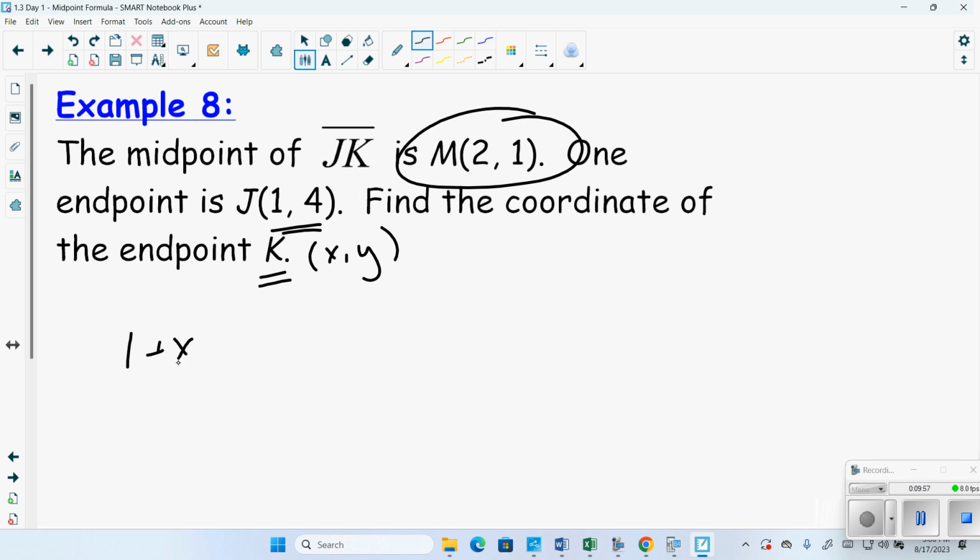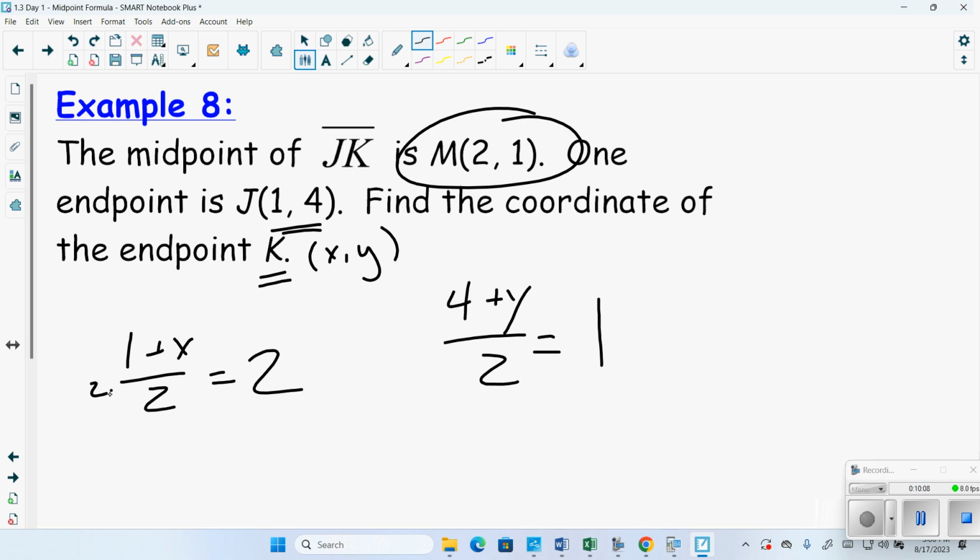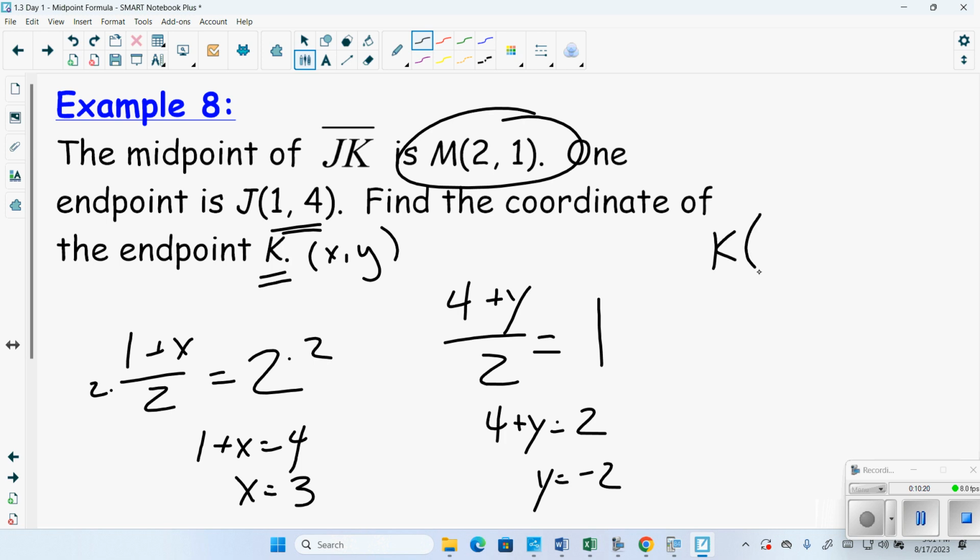So 1 plus x divided by 2, and then the midpoint is 2. And then 4 plus y divided by 2 equals 1. And so I'm going to solve this. Multiply both sides by 2. X would have to be 3. Multiplying both sides by 2 and subtracting. So k is the point 3, negative 2. So if I used the point 3, negative 2, and the point 1, 4, and found the midpoint, I would get a midpoint of 2, 1.